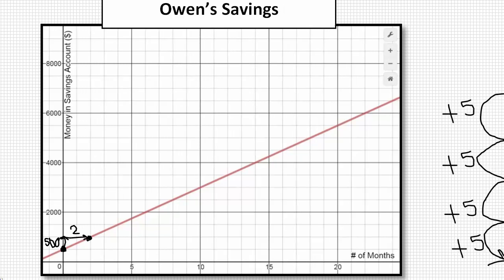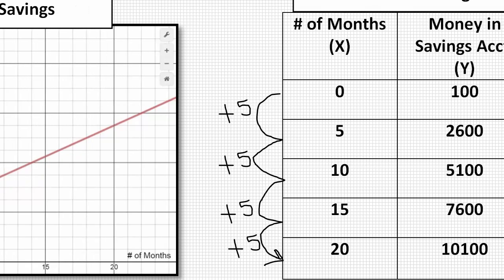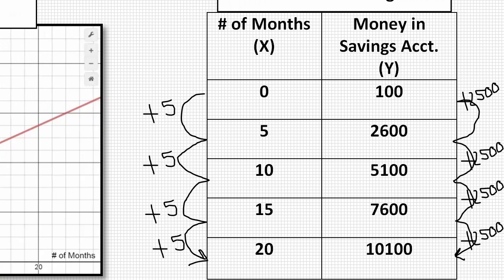And then I did the same thing with Antonio's, right? We need to find that change in x and that change in y. So I found the changes each time. It was increasing by 5 for the x's. And his savings account for Antonio appeared to be adding $2,500 each time.